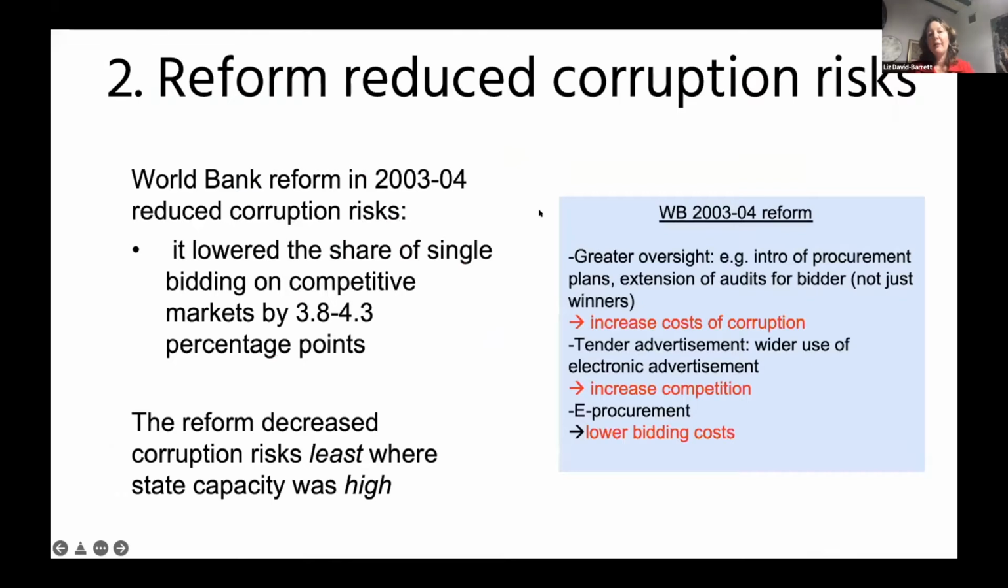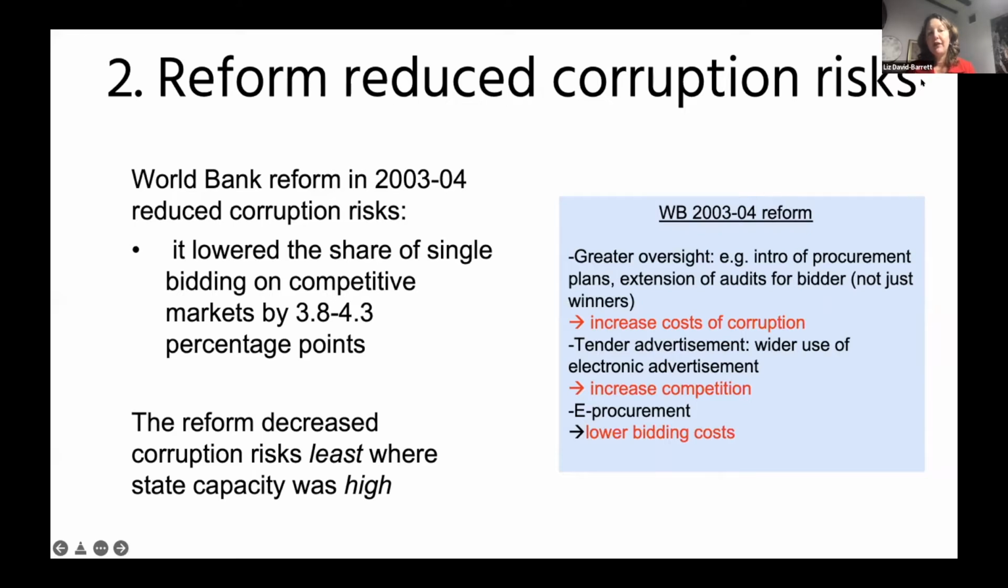We then looked at the impact of a particular reform that the World Bank introduced in around 2003, 2004. This was a reform that increased oversight. So it was supposed to increase the costs of corruption, essentially. It also was supposed to increase competition and lower bidding costs. We found that the reform did seem to be effective in reducing the share of contracts that had only one bidder. And so that's a key risk factor, and hence the reform seemed to be reducing the risks of corruption.